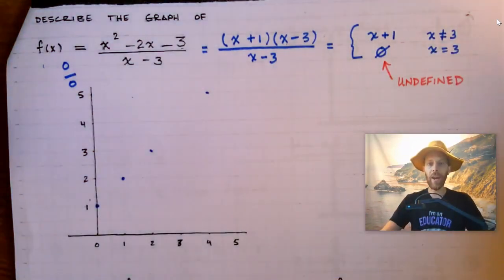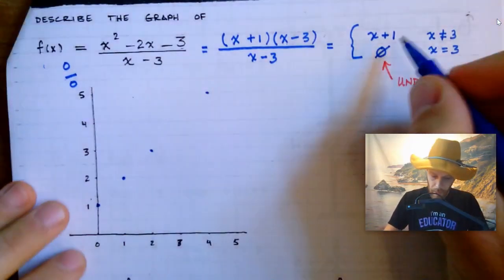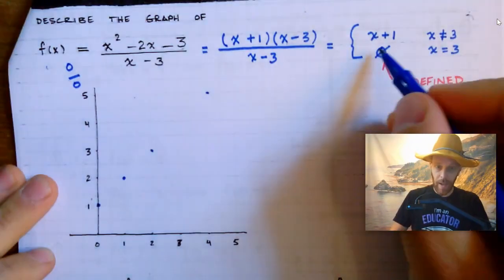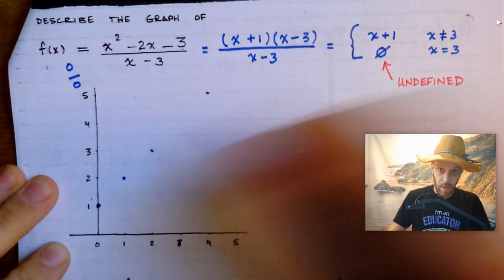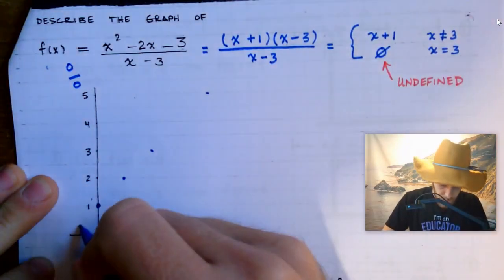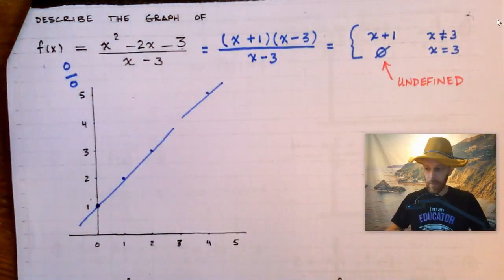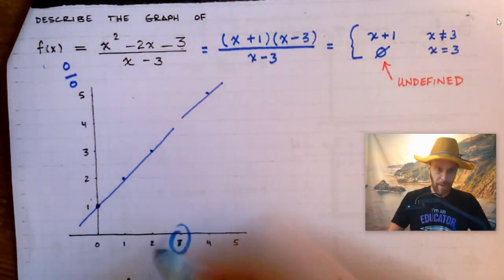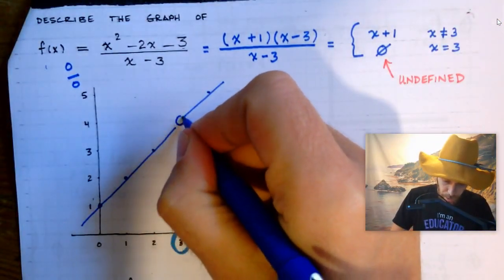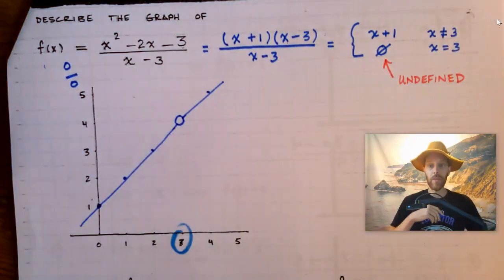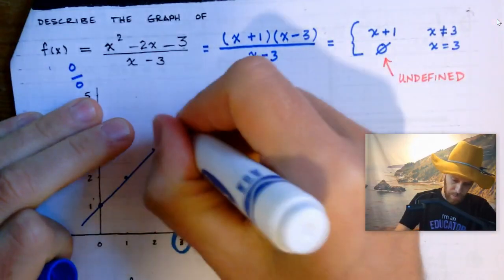Well, how do we show that off with a graph? We say, well, it's going to be this line, which is x plus 1, y-intercept of 1, slope of up 1 over 1, up 1 over 1. All right. Everywhere except for at 3. And at 3, we show off that undefined by drawing an open circle, or in other words, a removable discontinuity. That's what this is called.